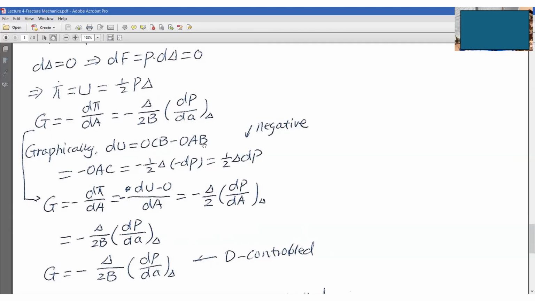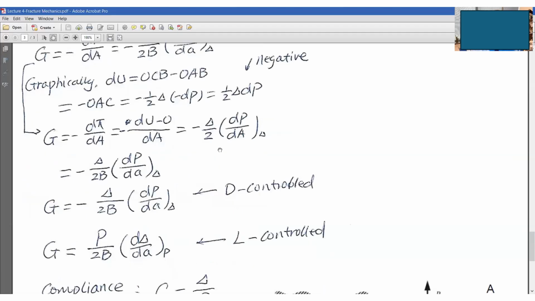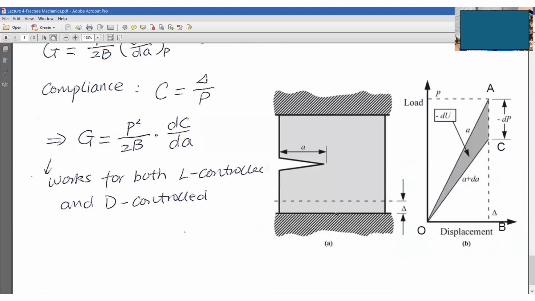Okay, let's look at our picture. This is a crack length A, right? And if we change the crack length from A to A plus dA, this D does not change. This D does not change. That's a displacement control. And look at this picture. We have O, B, C, A. Right? Look at this one.